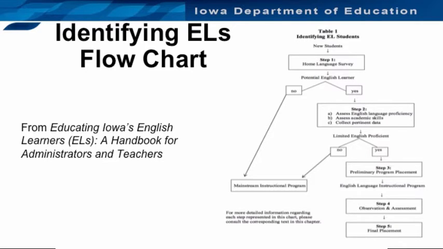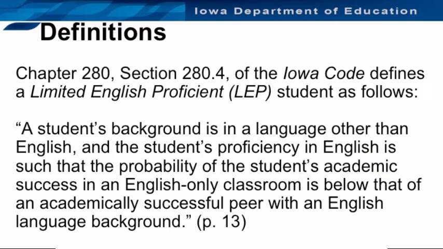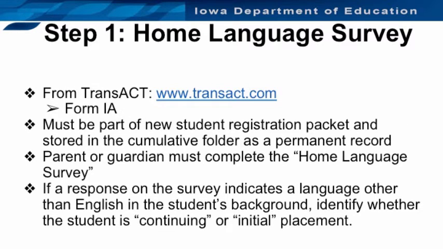Definition. Chapter 280, Section 280.4 of the Iowa Code defines a limited English proficient or LEP student as follows. A student's background is in a language other than English, and the student's proficiency in English is such that the probability of the student's academic success in an English-only classroom is below that of an academically successful peer with an English background. Let's take a deeper dive into the steps of the process.